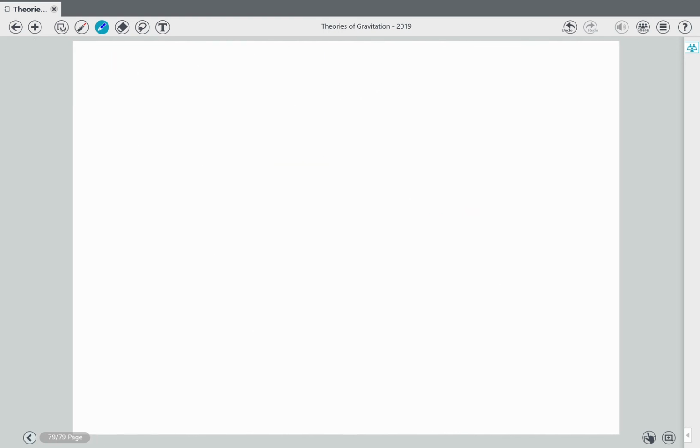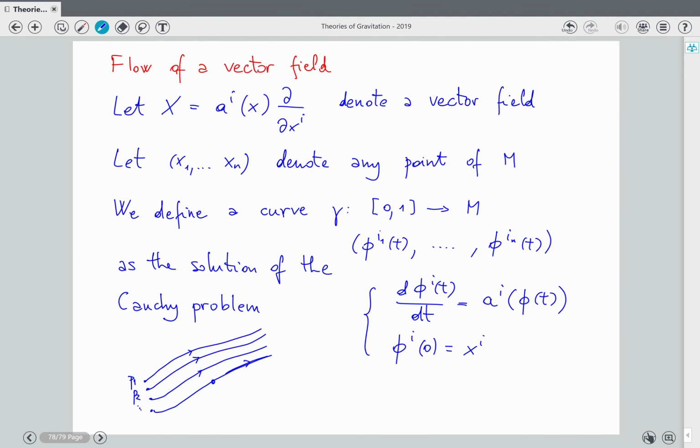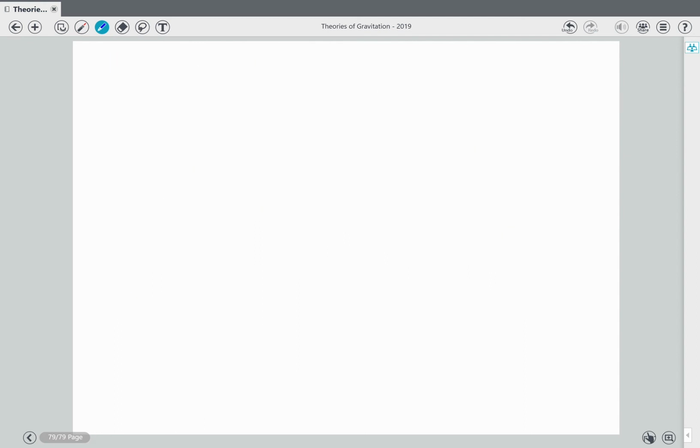Now, for some manipulations that we're going to make, let's write the solution. We rewrite the solution of the system and the system itself in the following way.